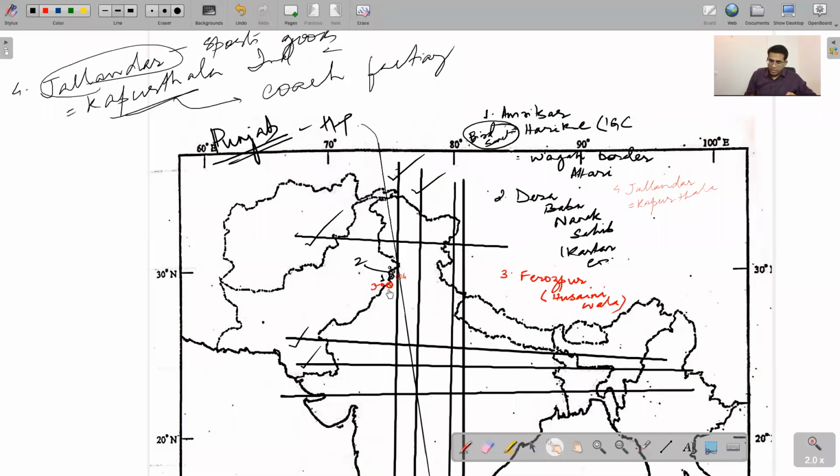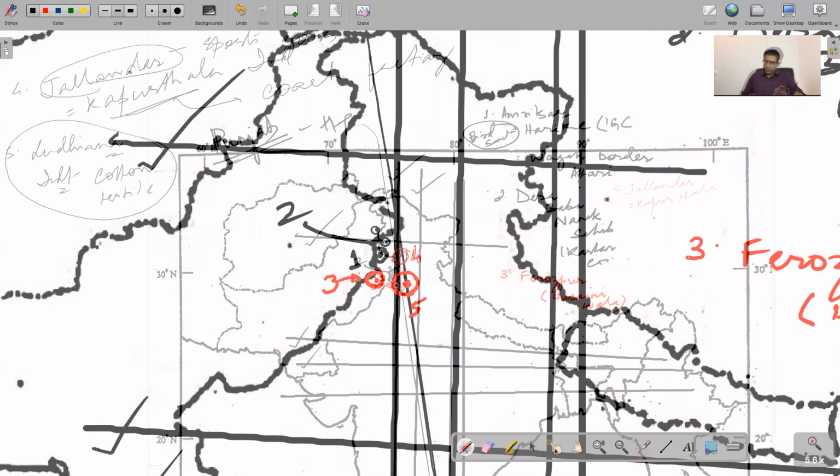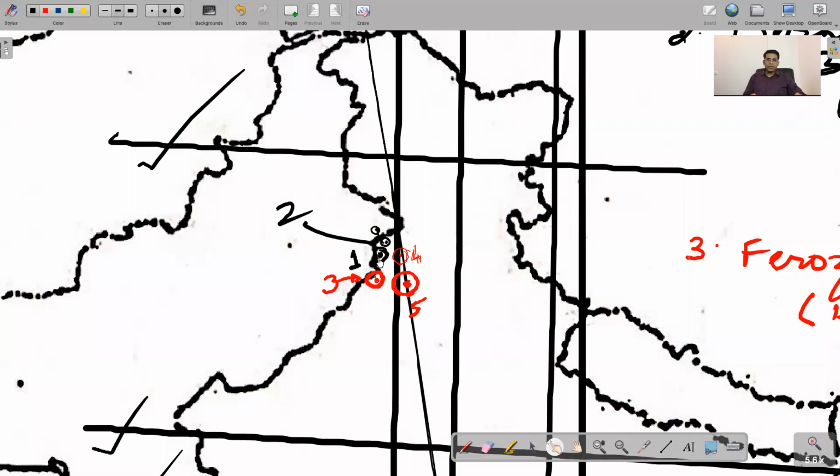Next is from Ferozpur. If you move eastwards, again on the Point Calimere Pathankot line, this is Ludhiana. Number 5 is Ludhiana. Ludhiana is also an industrial region, mostly cotton textile. So one is Amritsar. Look at the screen, please. This is Amritsar, one Amritsar.